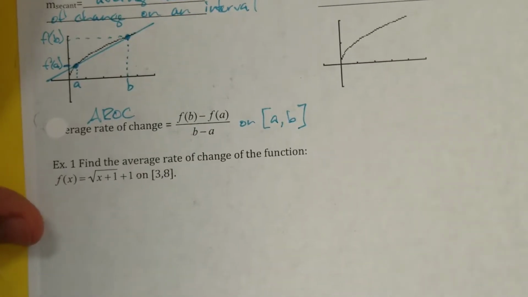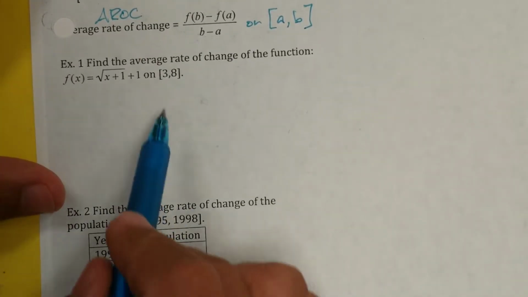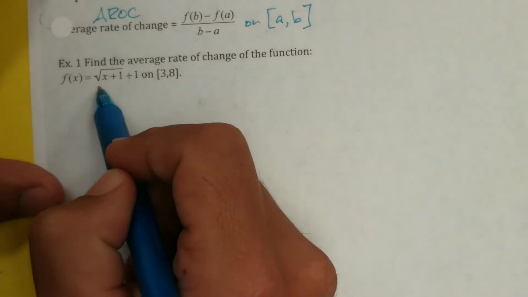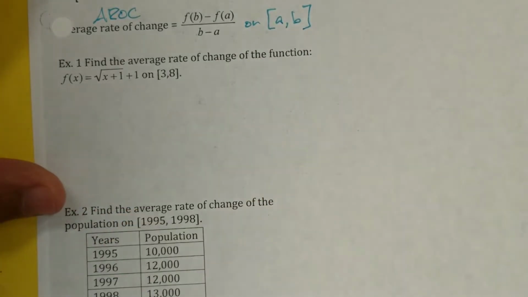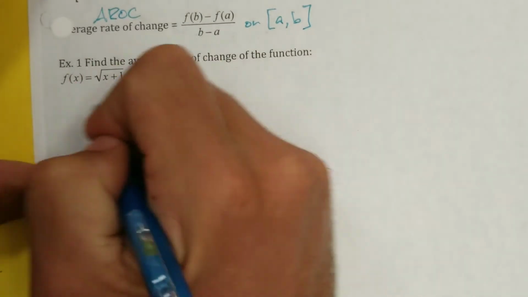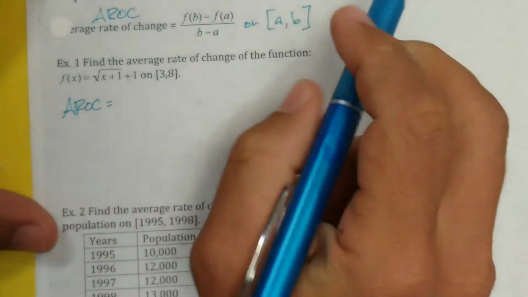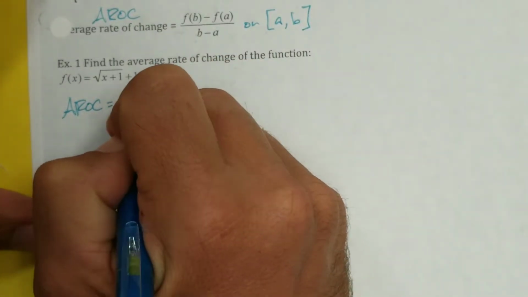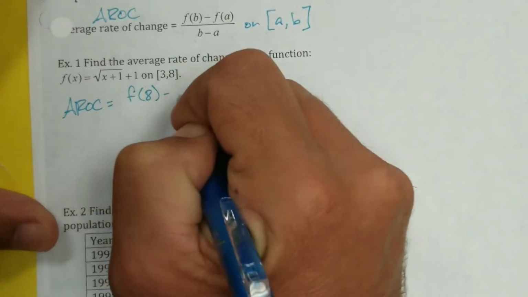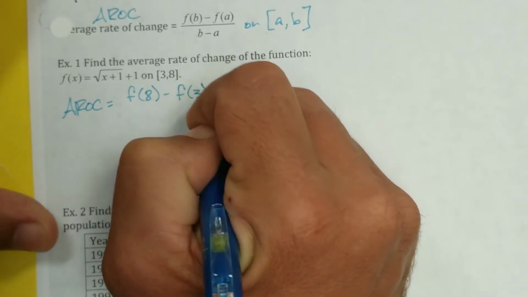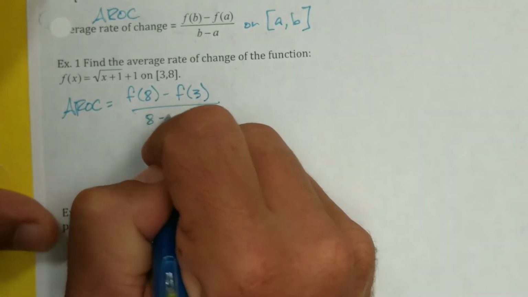So let's look at this example real quick. Example 1. Find the average rate of change of the function where f of x equals the square root of x plus 1, with a plus 1 on the outside, on the interval 3 to 8. So our formula is f of b. So we'll say f of 8 minus f of 3 over b minus a, so we'll say 8 minus 3.